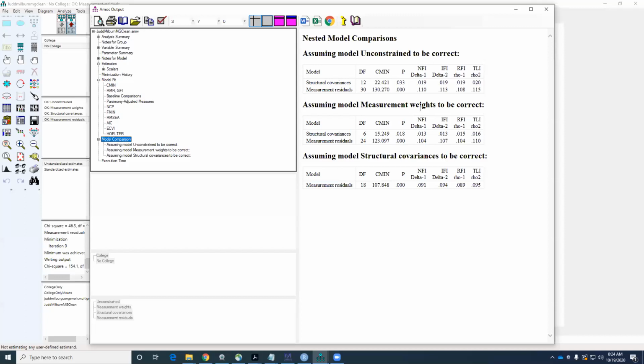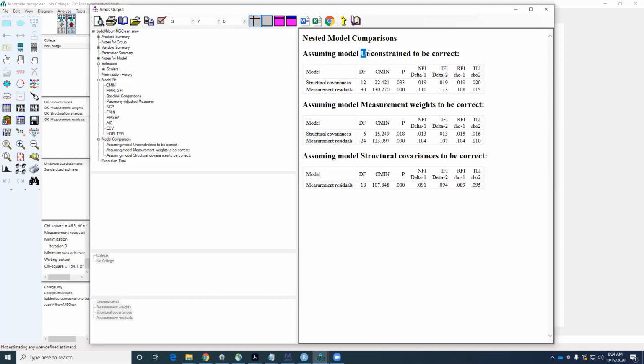So in terms of the chi-squares, we have a slightly different pattern of results than the standalone fits. So let's walk through this at the beginning. The unconstrained model, if that is our model, we're now going to calculate a chi-square difference between the unconstrained model where everything is different with the structural covariances model. And that p-value is significant. So that indicates that you've gained some explanatory power by letting everything be free.